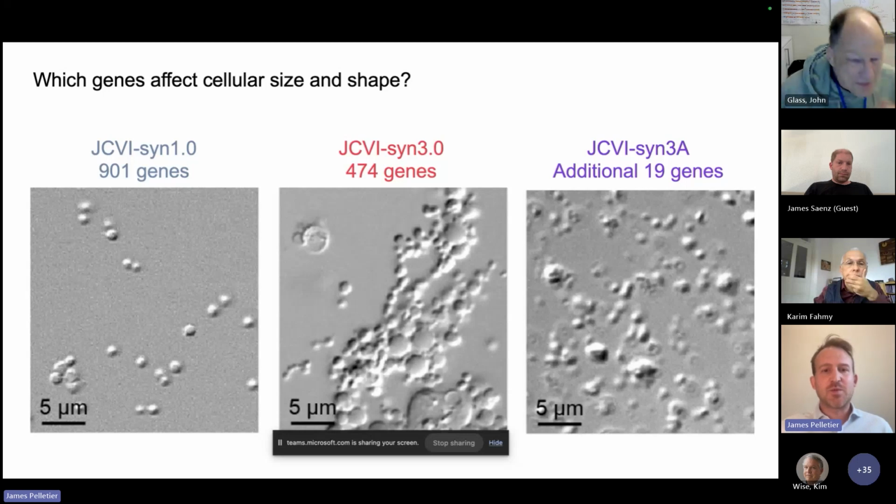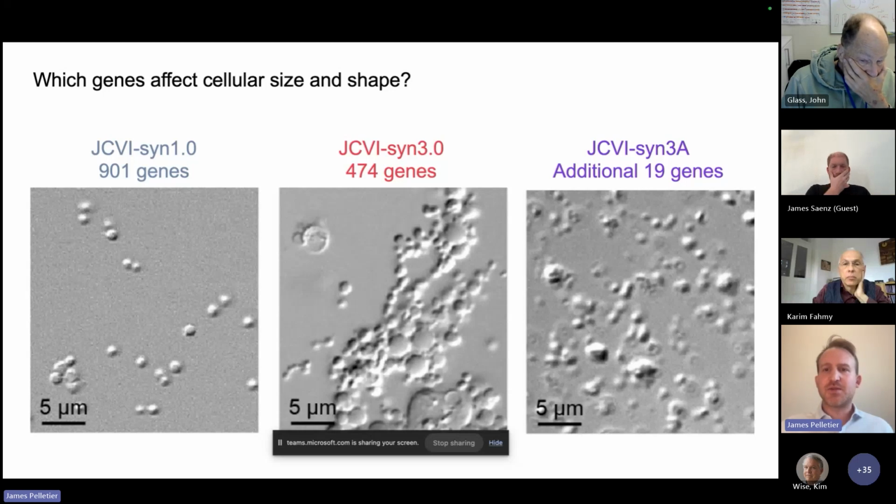But when we performed microscopy, the cells exhibited extreme variation in cellular size and shape, with some cells several hundred nanometers in diameter, similar to wild-type JCVI-syn1.0, but some cells several microns in diameter. And a 10-fold difference in diameter corresponds to a 1,000-fold difference in volume. So these are drastic changes in cellular size.